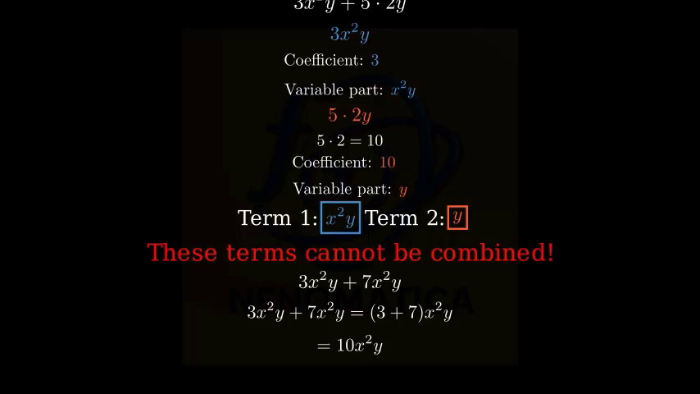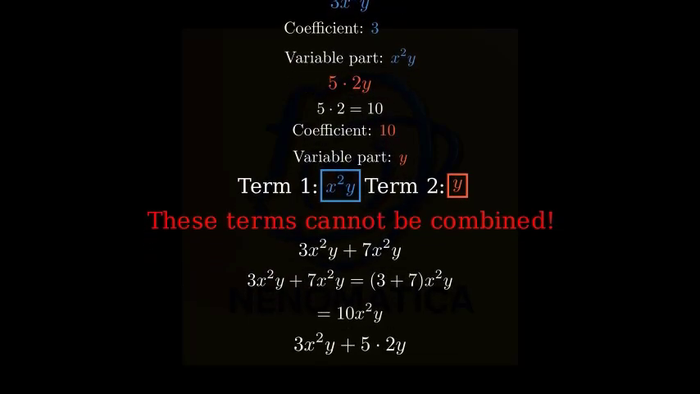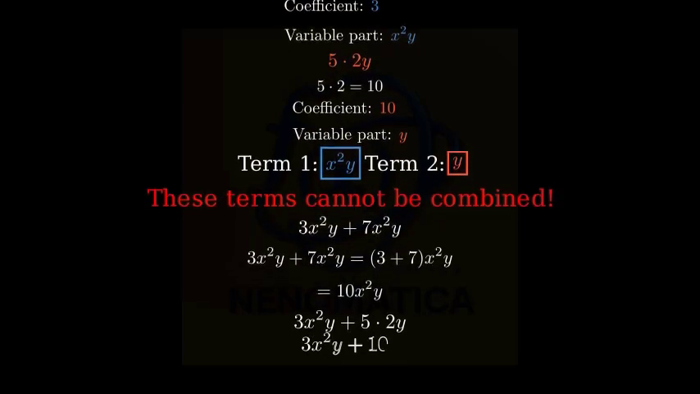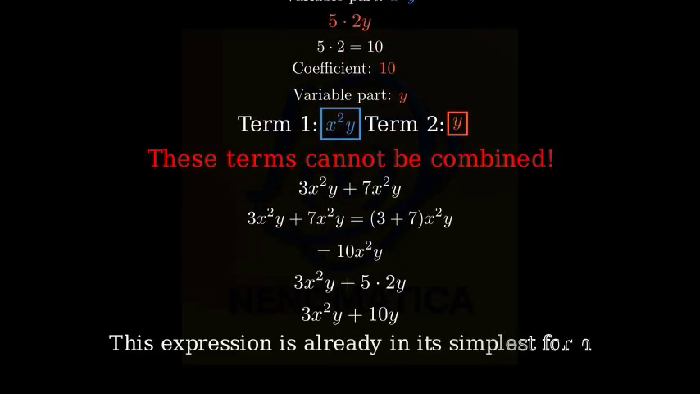Going back to our original expression, 3x squared y plus 5 times 2y. Or more simply, 3x squared y plus 10y. Since these are not like terms, this is already in the simplest form. We cannot combine them further.